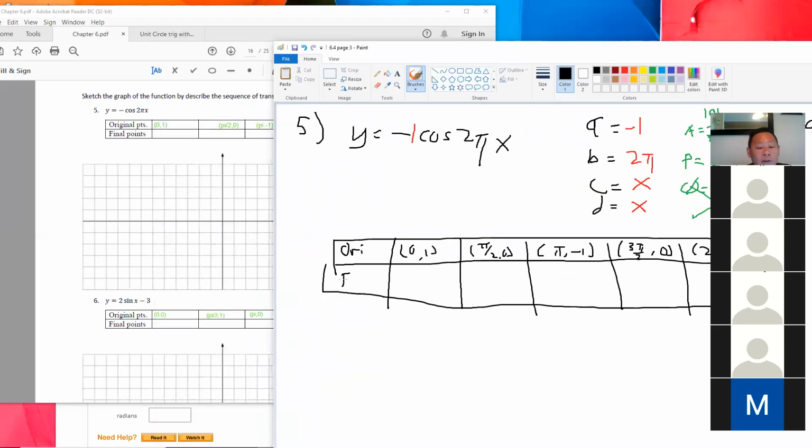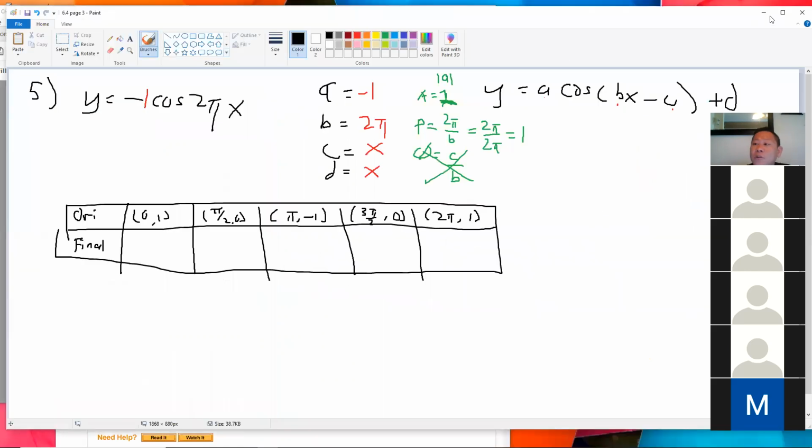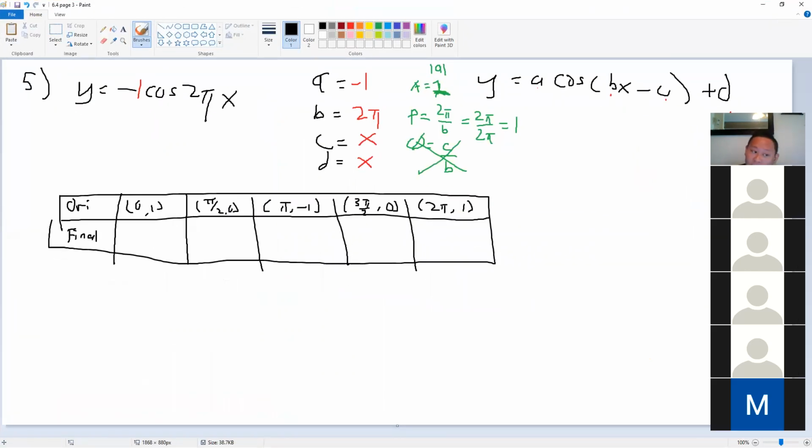And now you need to figure out your final points. This is more important because this final point is where you begin to draw your graph. So how do you find your final point? Please pay attention, this is very, very important. In order to find your final point, you have to use bx minus c equals 0 to figure out where you start, and where you end, you use bx minus c equals 2 pi.